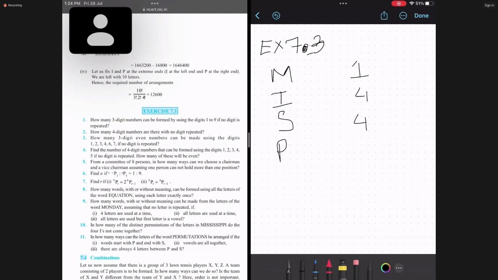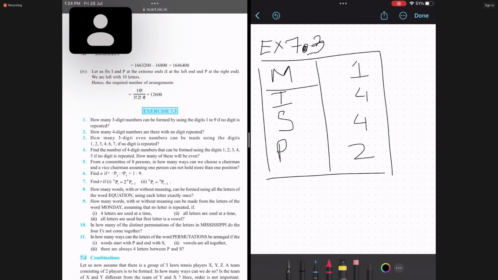And we have P, which is 2 times, right? So this is the distribution of letters in the word Mississippi, correct? Now, how many distinct permutations of this word are possible, right?